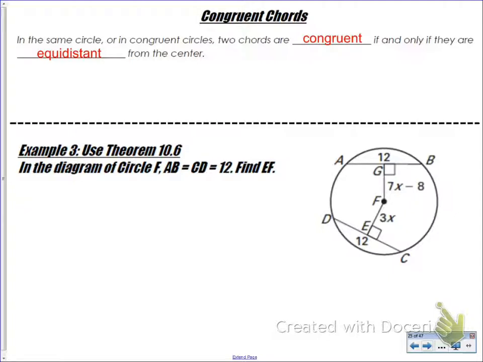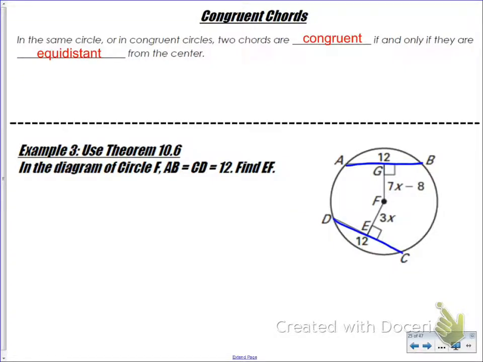Our next property of chords is going to have to do with, in the same circle or in congruent circles, two chords are congruent if and only if they are equidistant from the center. So we're going to use that in example 3 here, and we want to show that if these two chords are congruent to each other, which we're given AB to be 12, and we're given CD to be 12 as well.